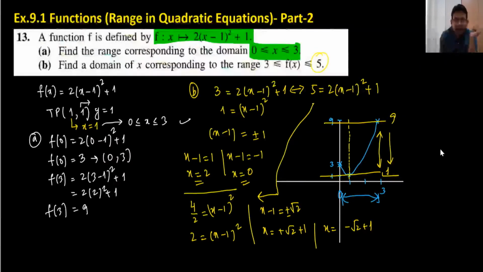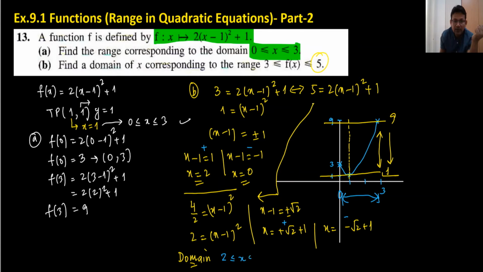Now to find the domain of this question, what we have to do for the domain: this was plus 1, this was minus 1. So this was plus and this was minus. So this plus and this plus will give one domain. This minus will give the other domain. In this plus, the result is 2, and in this plus the result is under root 2, which is 1.4. This is bigger.